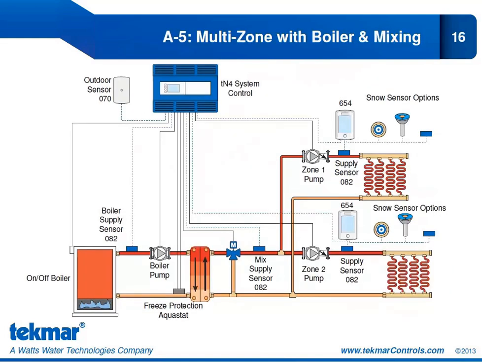And we're moving on to application 5. In this application, we have a multi-zone system with a boiler and a mixing device. So here we have 2 snowmelt zones. Each snowmelt zone has its own 654. And we have our 3 sensor options, the 090, 094, 095, and the slab sensor 072 or 073.